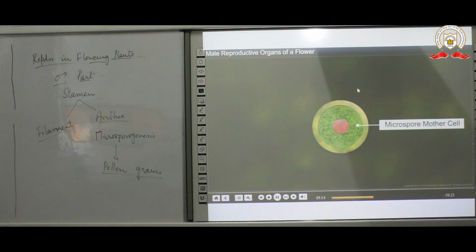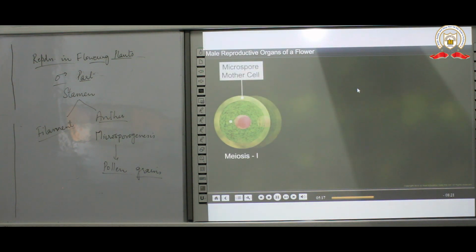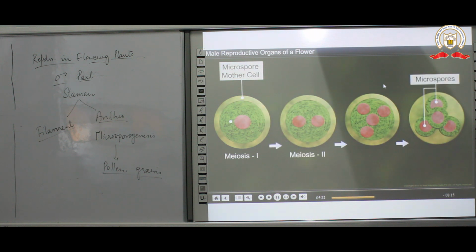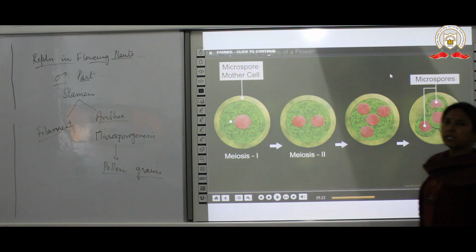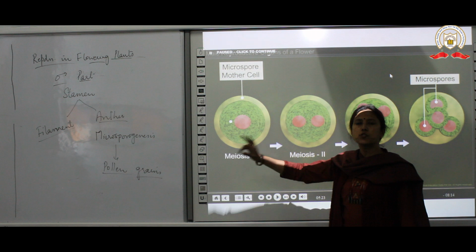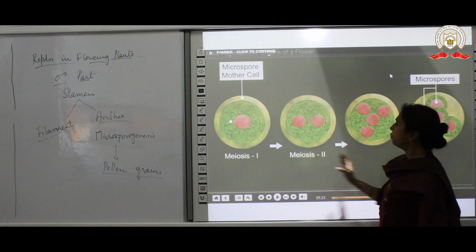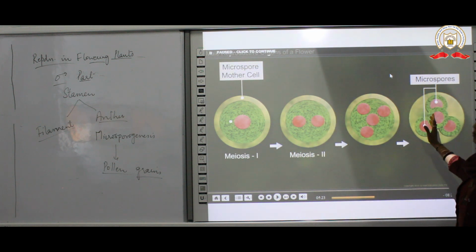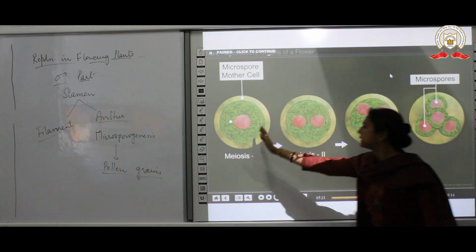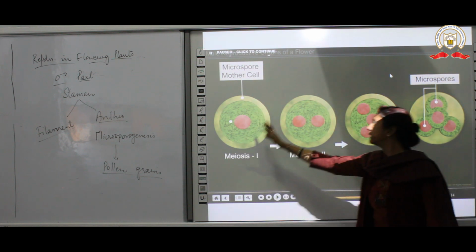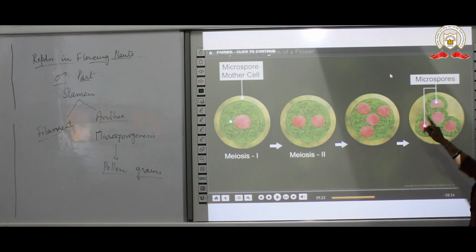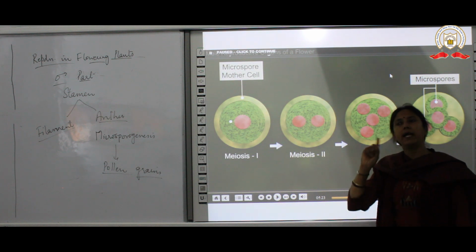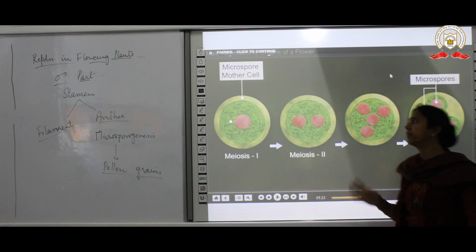These microspore mother cells divide meiotically to form haploid microspores. In class 11 we discussed that meiosis consists of 2 stages, meiosis 1 and meiosis 2. Meiosis 1 leads to reduction of the number of chromosomes and meiosis 2 leads to the equation of it. So each microspore mother cell is going to give rise to 4 microspores, which will ultimately develop into 4 pollen grains.